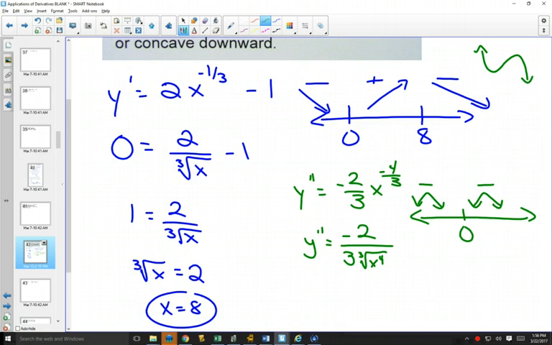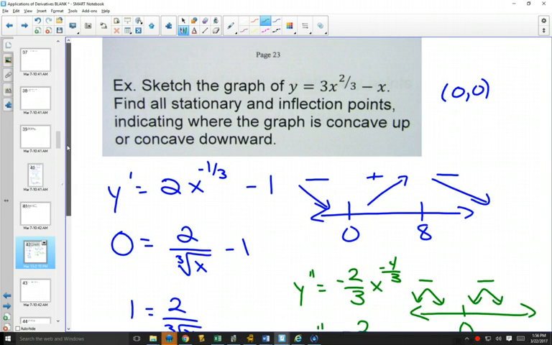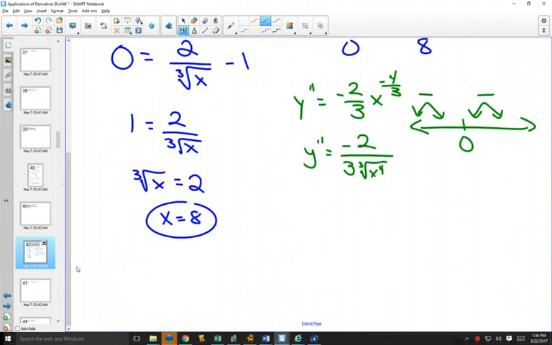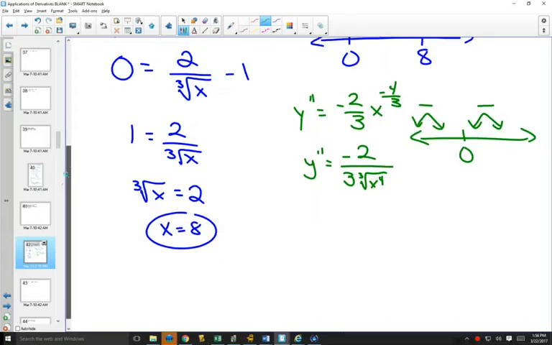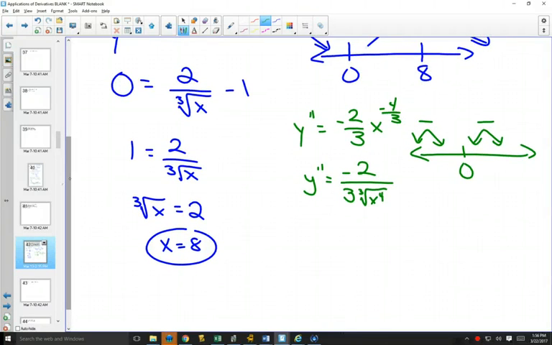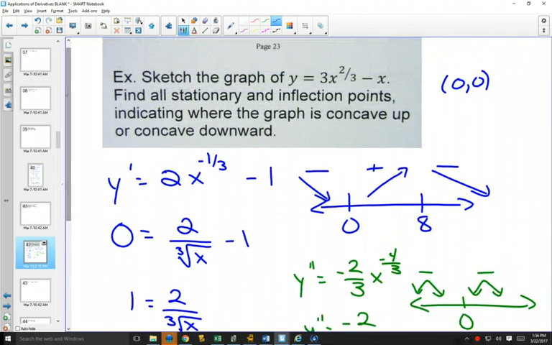So now when we go to get our graph, we're going to find out all of these points. We already knew that when you plugged in 0, you got 0. We also need to plug in 8. We know that at 8 we have a local maximum. I'll do that in blue. 8, and if you plug 8 back into your original equation, what are you going to get?